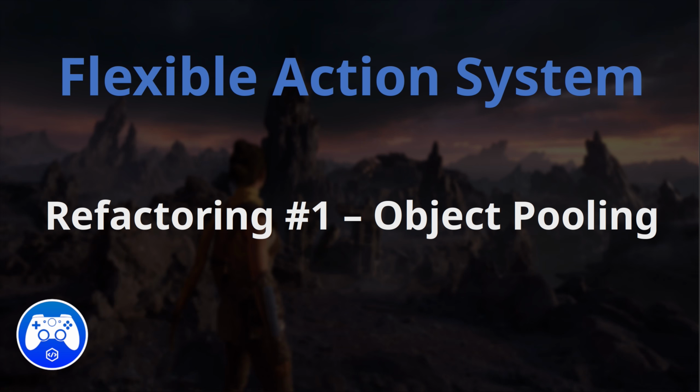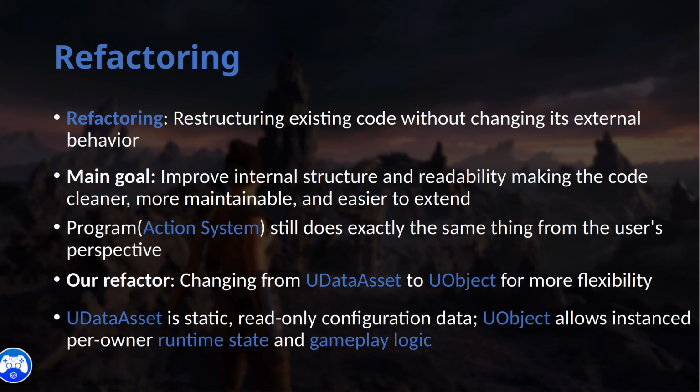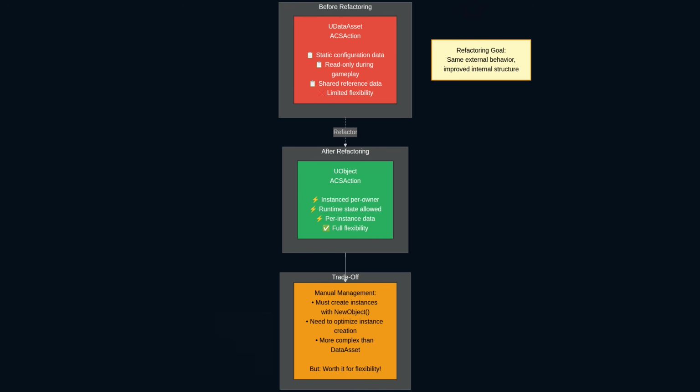Let's start by doing a bit of refactoring. But what is refactoring? In software engineering, refactoring is the process of restructuring existing code without changing its external behavior. The main goal of refactoring is to improve the internal structure and readability of the code, making it cleaner, more maintainable, and easier to extend, while ensuring that the program still does exactly the same thing from the user's perspective.